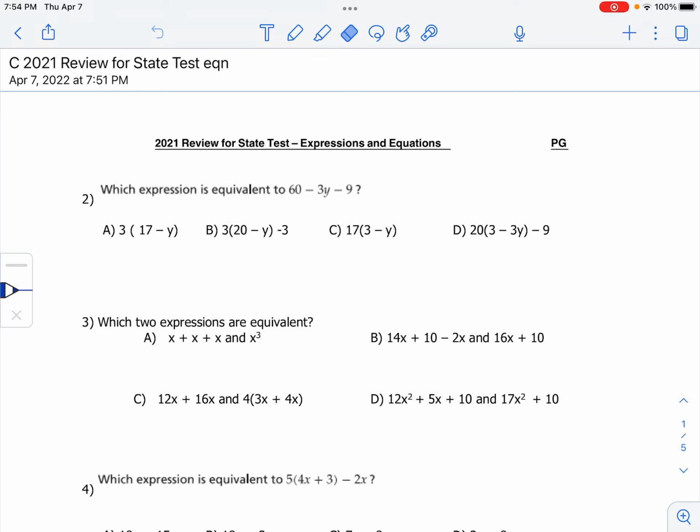Today we're going to be going over expressions and equations and some of these past state test questions from 2021 and older. So we split the packet up into two parts. This is going to be part 2. We're going to start with question number 2. Which expression is equivalent to 60 minus 3y minus 9?